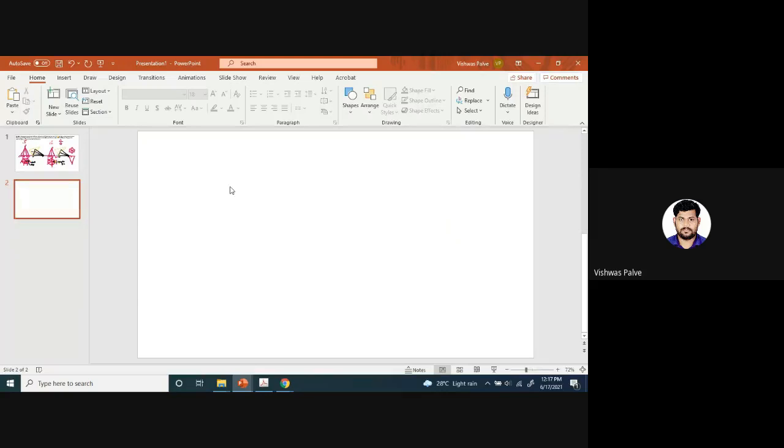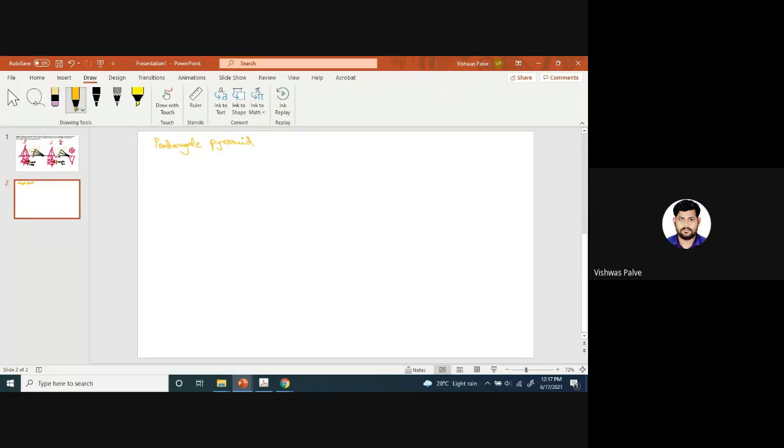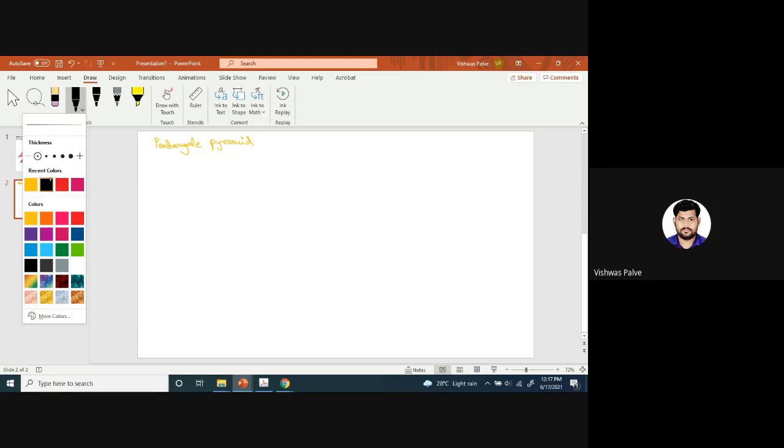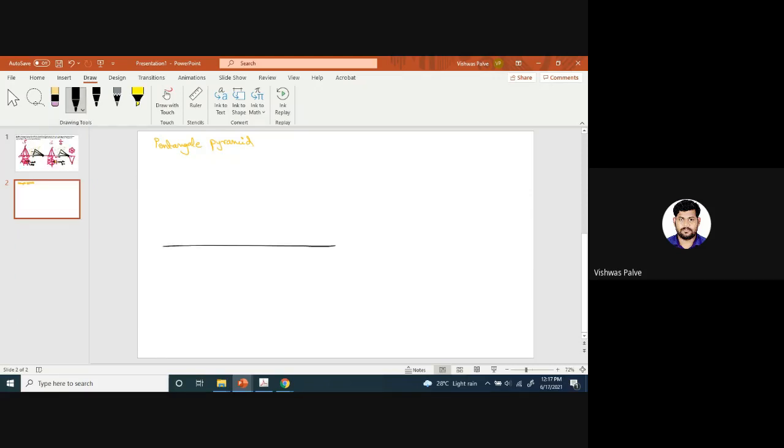Okay, now let us say that we are having a pentagonal pyramid. We are having a pentagonal pyramid with us. Now, whenever we are going to draw its top view, resting in HP, this is the condition. If they say resting in HP on corner, then how are we going to draw the pentagon?